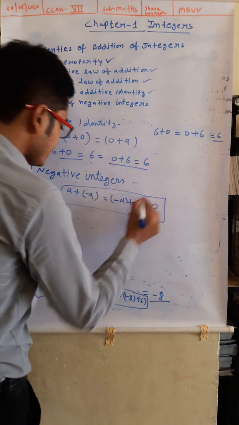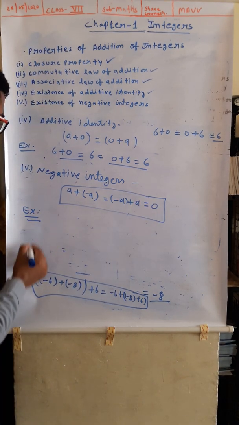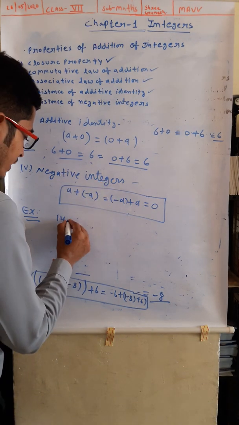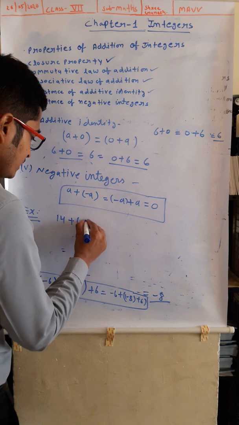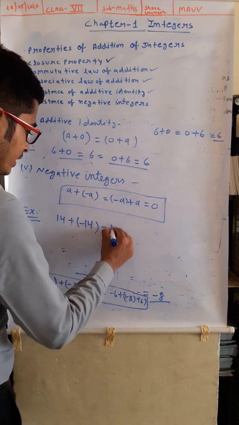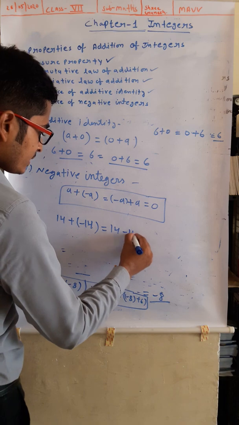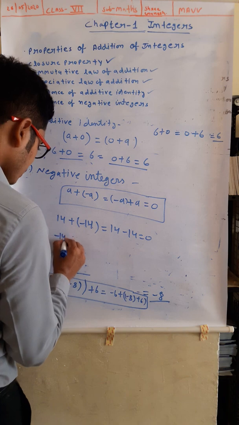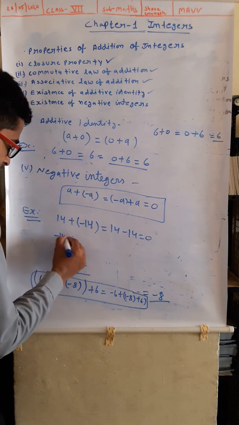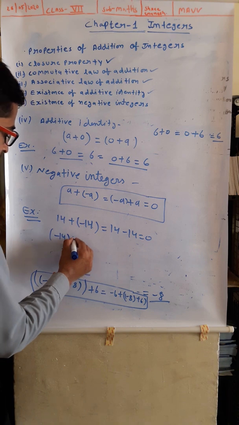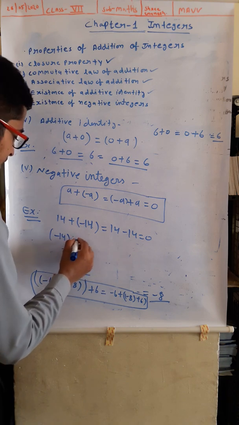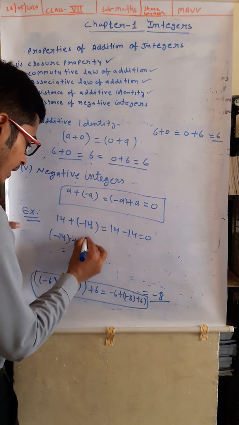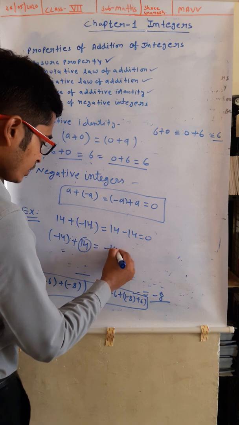Understand? For example, if I write 14, then the negative integer of 14 will be minus 14. And you know that 14 plus minus 14 is equal to 0. Either write it like this, or the negative integer of minus 14 is plus 14. Okay, plus 14, and the addition of the two becomes 0.